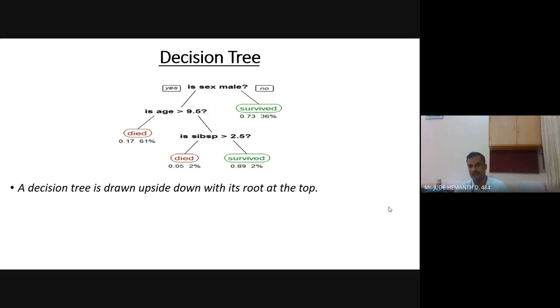Again, now in male, my tree doesn't stop. I go for the second feature. If it is a male, then I am asking that, if I'm female, no doubt, she is going to survive. Is age greater than 9.5? I'm trying to guess whether that male is a small boy or an adult.